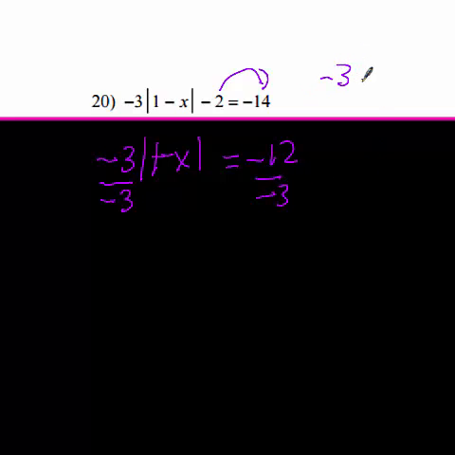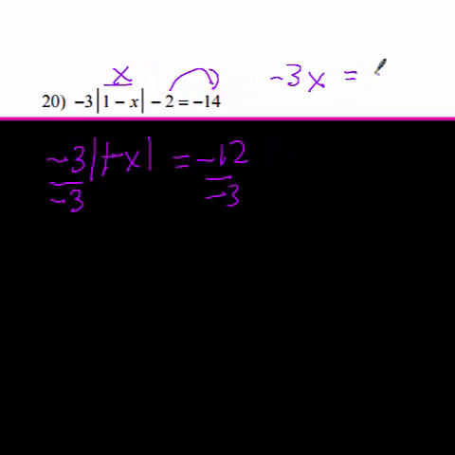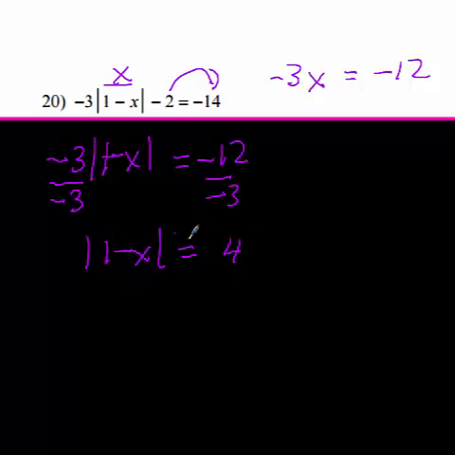Just like we said, if I treated that whole thing like a big giant X, we would end up with that. So we would divide by the negative 3. So now I have absolute value of 1 minus x equals 4. All right, now two things. If this comes out to a negative, can you have absolute value equal a negative? No, you cannot. So if there was a negative, this would be no solution.